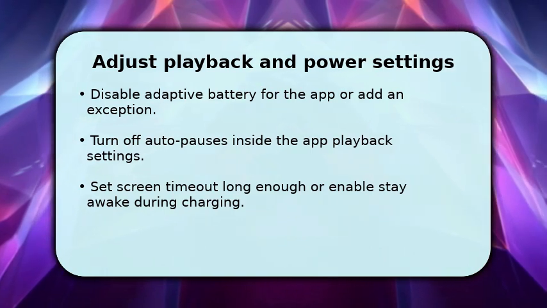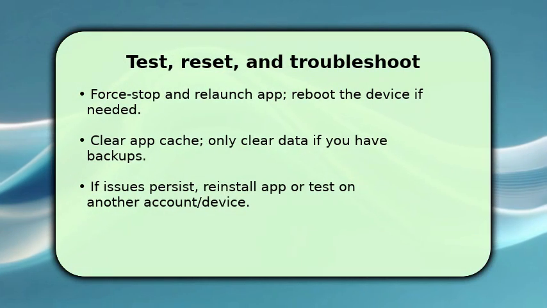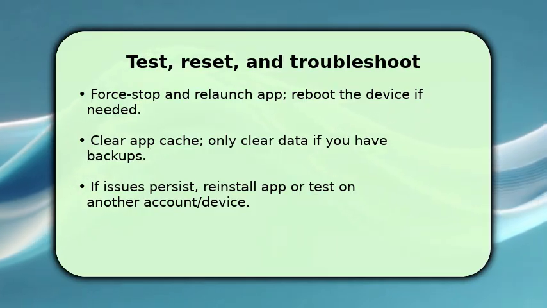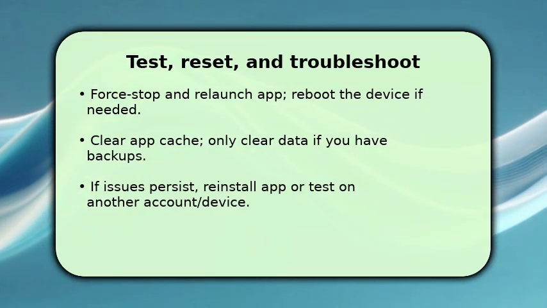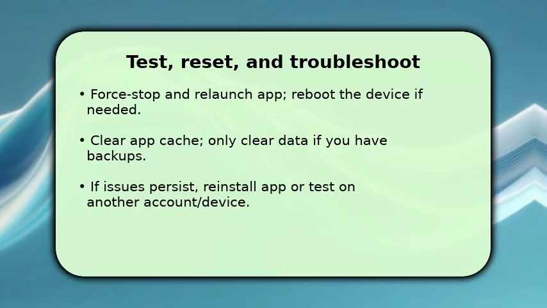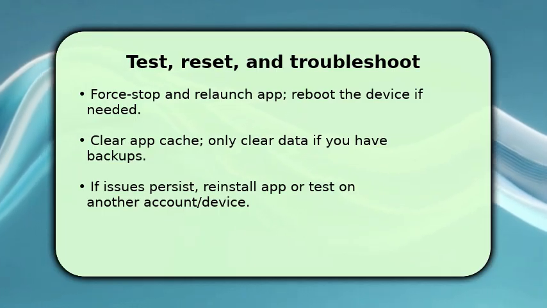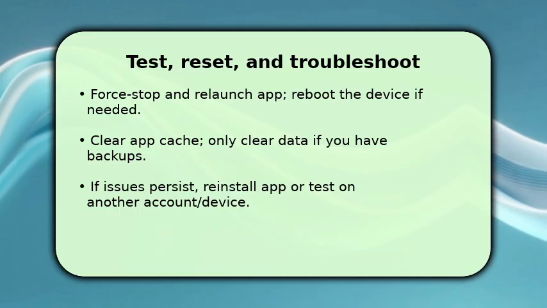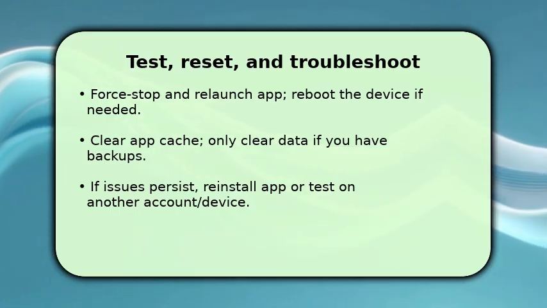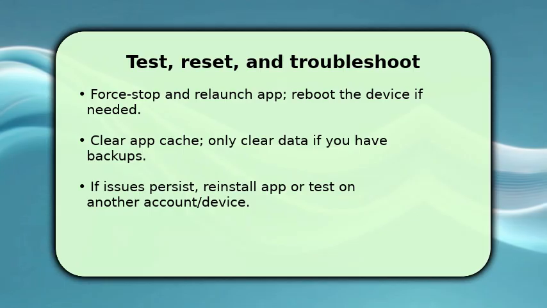Finish by validating the changes and handling persistent problems. Force stop the app and relaunch it, then play a long video to confirm no auto pauses. If problems continue, clear the app cache to remove corrupt temporary data. Avoid clearing app data unless you backed up settings. Reboot the phone to apply system-level changes.